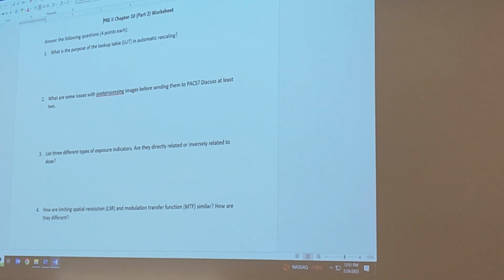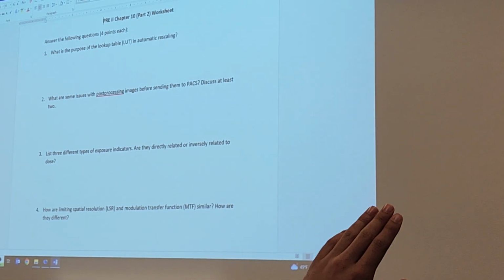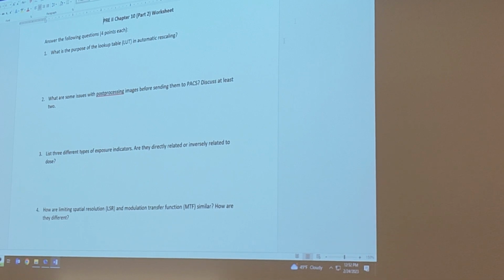So those are two post-processing issues, right? Patient dose and collimation, dealing with fog. Also dealing with fogging, contrast, thank you. Mine is a little foggy, that's right.